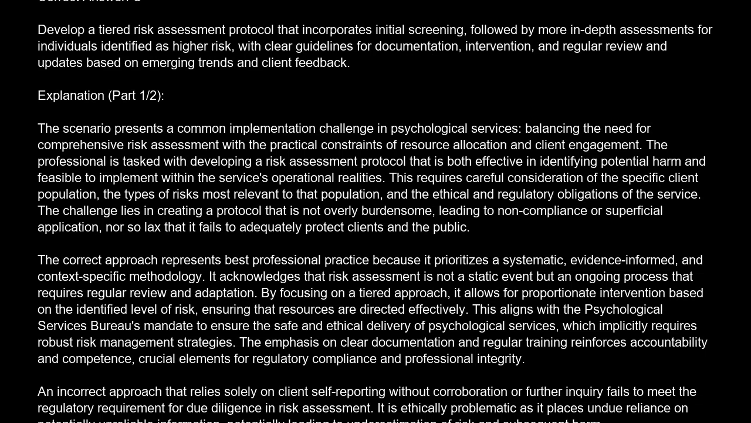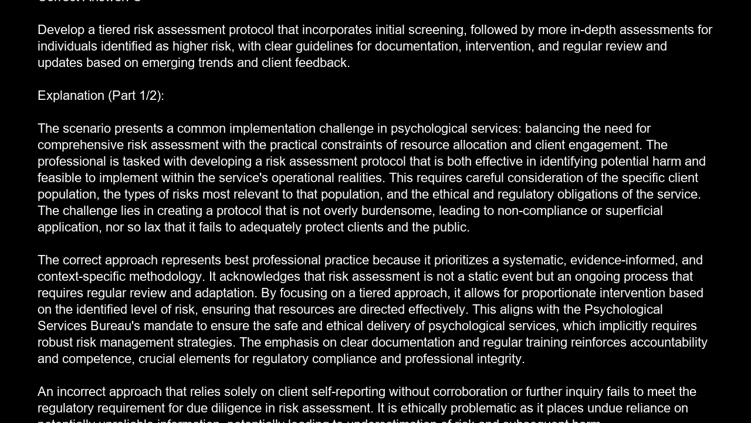The correct answer is C. Develop a tiered risk assessment protocol that incorporates initial screening, followed by more in-depth assessments for individuals identified as higher risk, with clear guidelines for documentation, intervention, and regular review, and updates based on emerging trends and client feedback.